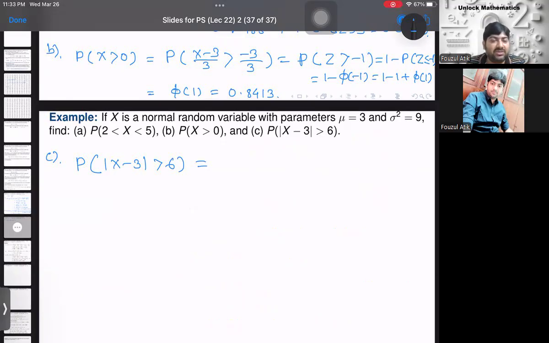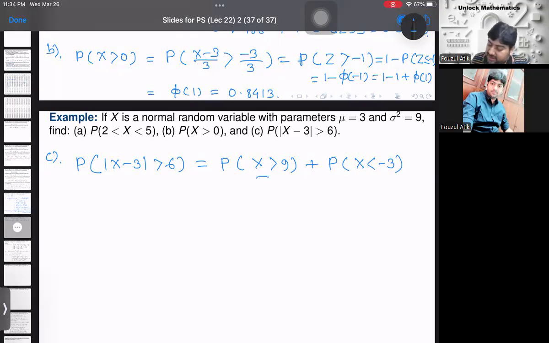If your x value is greater than 9, then mod of x minus 3 is always greater than 6, right? So this actually means that x is greater than 9. Also, if x is less than minus 3, like minus 3.5 or minus 4 or minus 5, if you put all these, the modulus value is again greater than 6, right? So we have this plus x less than minus 3. If you have both cases, the modulus of x minus 3 must be greater than 6.